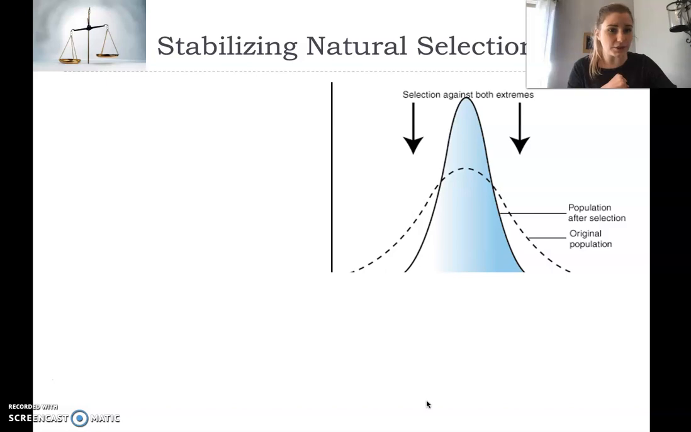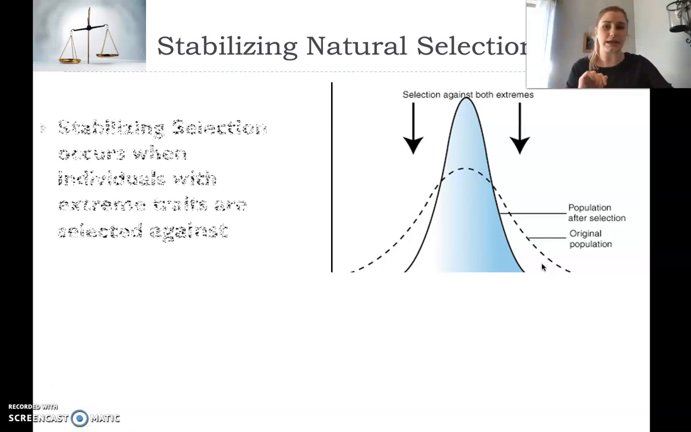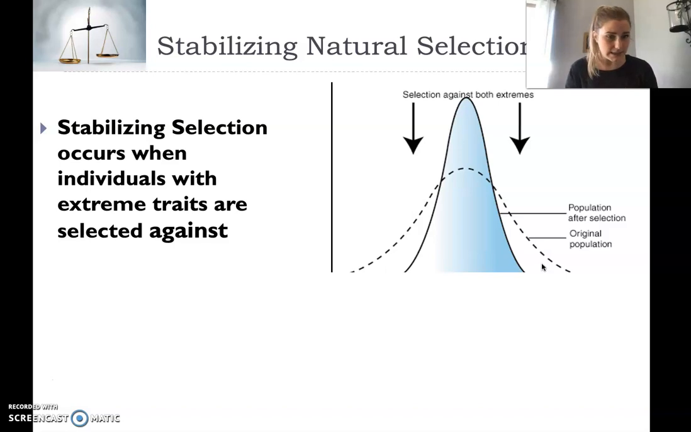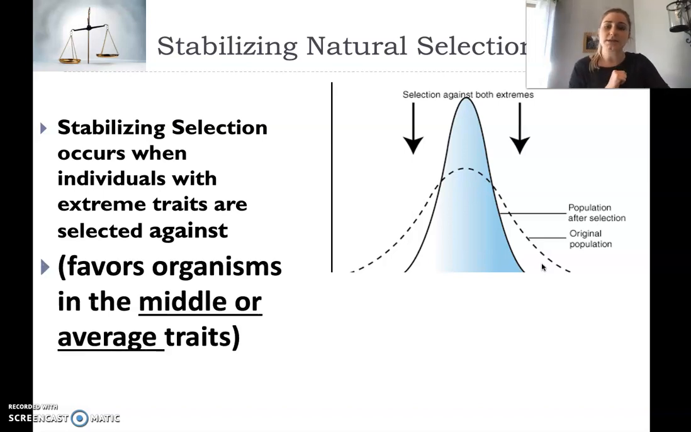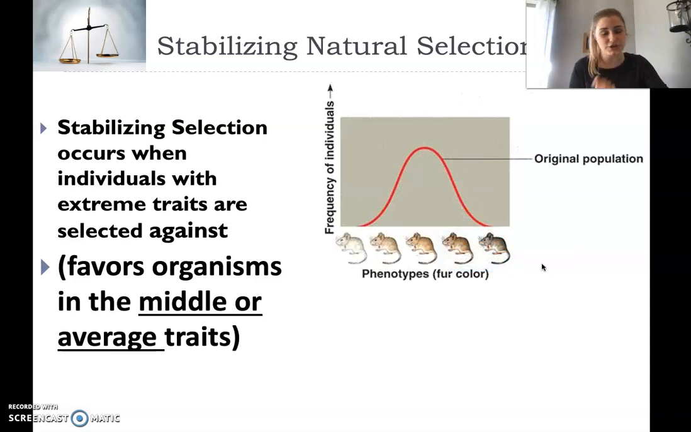The next population graph, once again, we can see we're starting out with the original bell curve. So we have a majority of the population being that intermediate. Now, stabilizing selection is when the extremes are both selected against, and that middle or intermediate is the best. It is best suited for the environment. So it favors those organisms in the middle or the average.